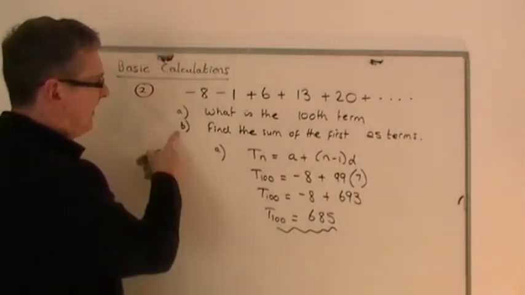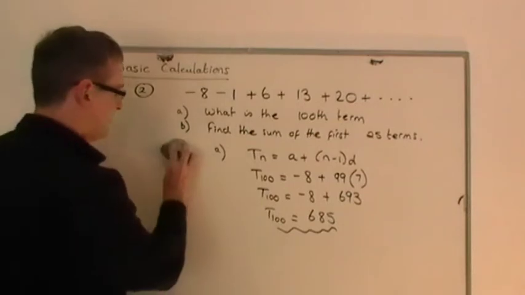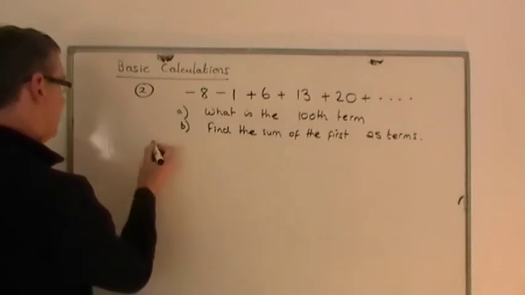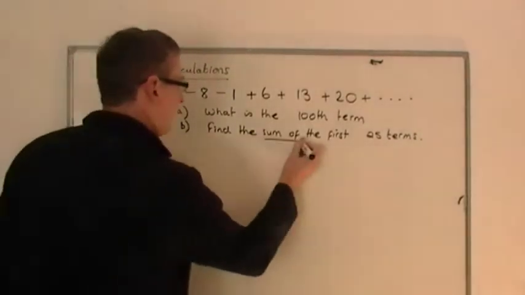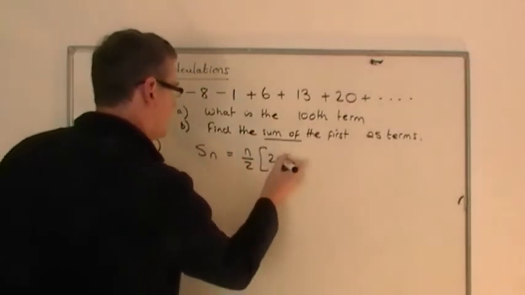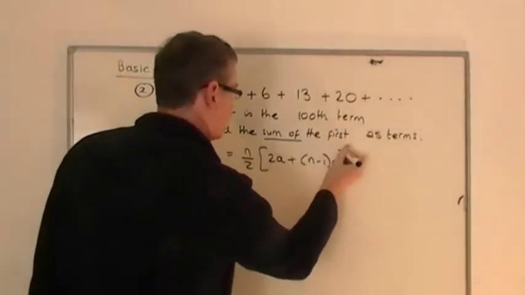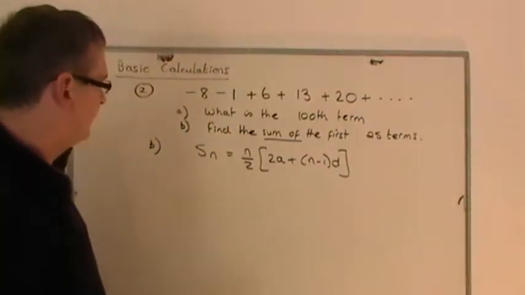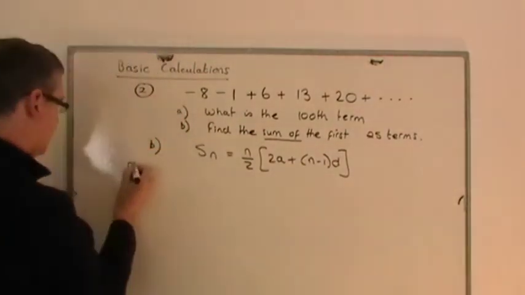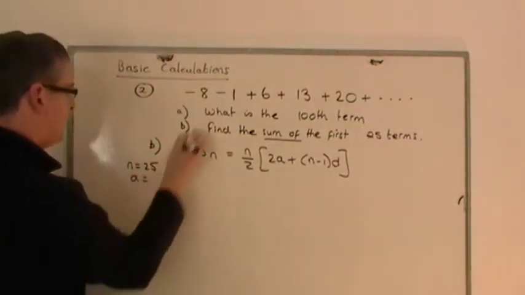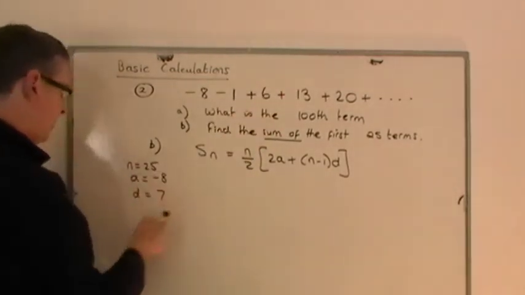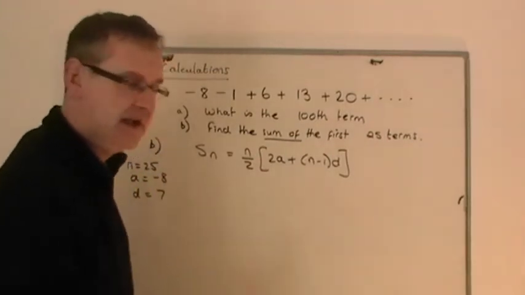We're now going to talk about finding the sum of the first 25 terms. If I get rid of that now, otherwise I'll run out of space. So part B, here we go. The sum of means the sum of formula. Sn equals n over 2, bracket, 2a plus (n minus 1) lots of d. If I want 25 terms, n equals 25. Remember a was minus 8, and d was 7, as we're adding 7 each time. So we put those 3 values into that formula and we'll get the answer.